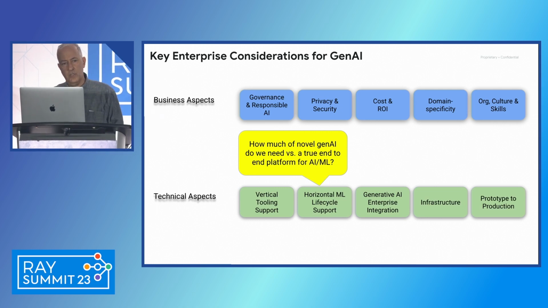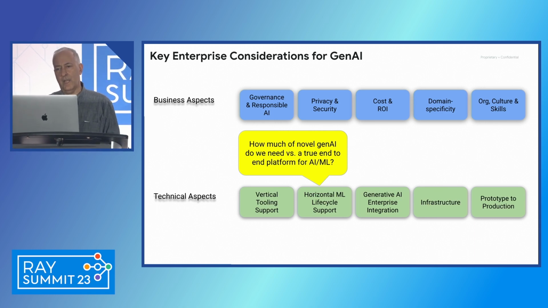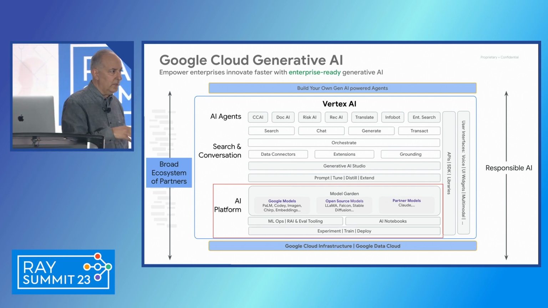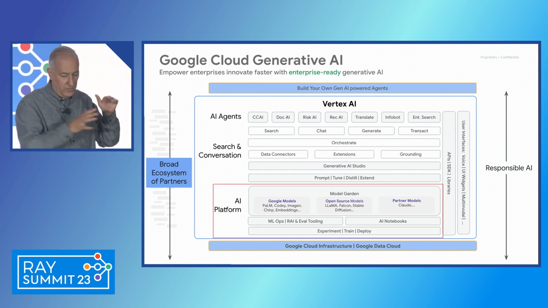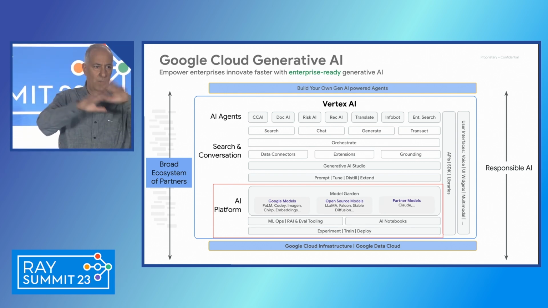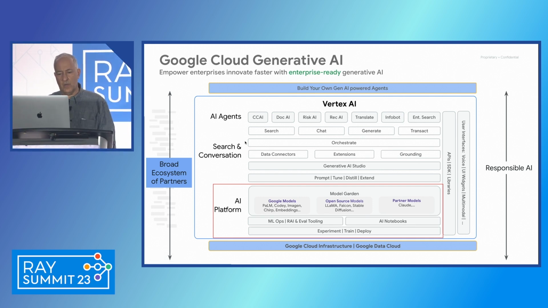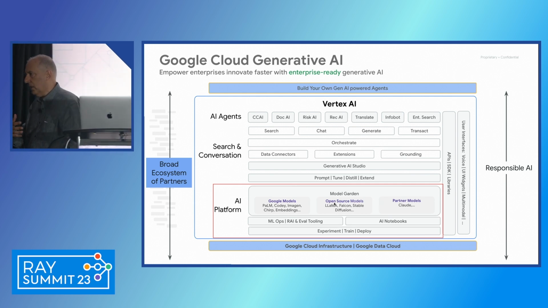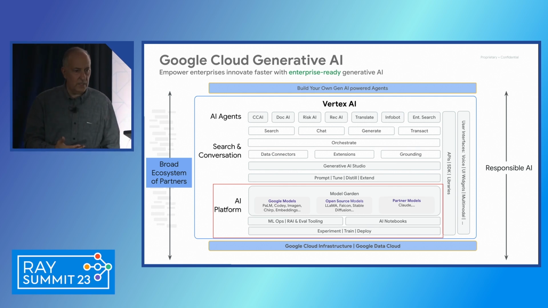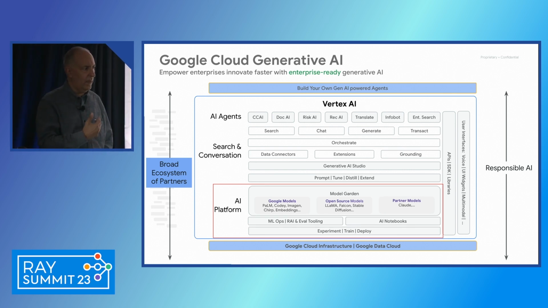But you need a platform on which to run this. And so the horizontal ML lifecycle support needs to be there. On Google Cloud, this is just the generative aspect there. So you see Vertex AI is the name of our umbrella set of capabilities that we have. We have a set of AI agents. We have search and conversation capabilities out of the box. And then the AI platform itself. At the heart of that is the model garden, where you have open source models like Falcon, which I really like, Llama 2, which is not really open source, but kind of permissively licensed.